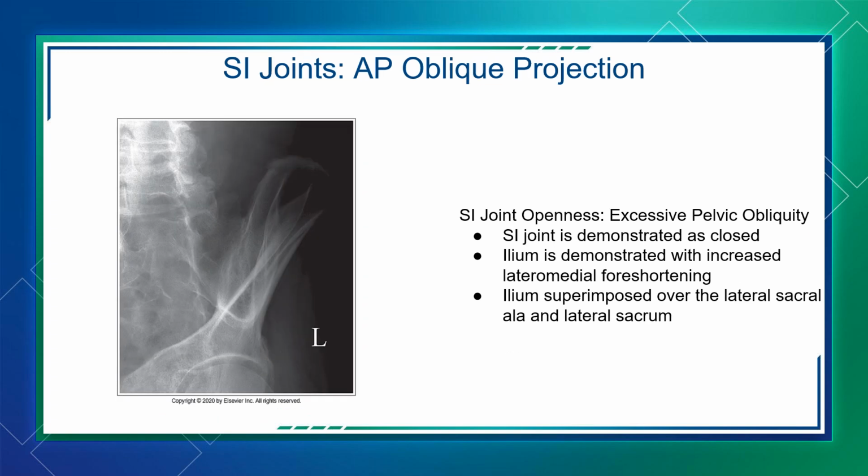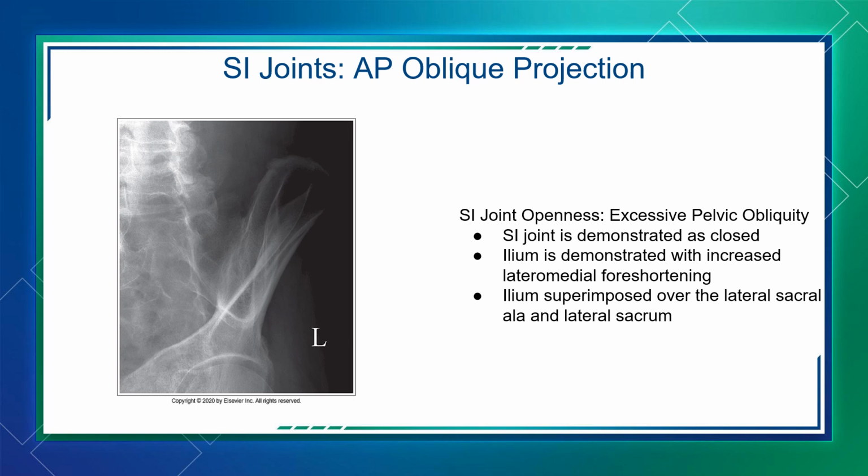And our last image here is just an example of extreme excessive superimposition. You can't even see any SI joint here. However, I like to look at the sacrum and see how close to the pelvic brim it is to determine if there's some excessive obliquity. If the sacrum is superimposing that pelvic brim, there is excessive obliquity.